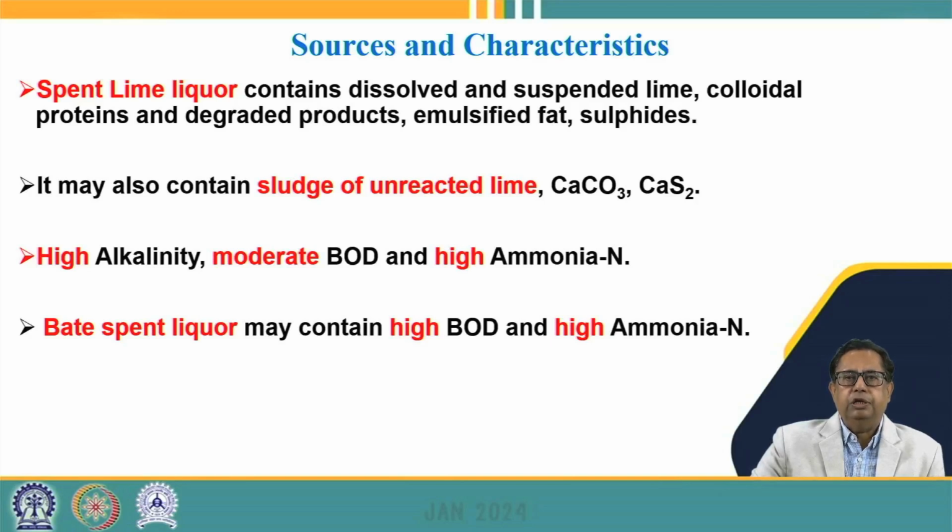And so it may also contain a number of unreacted lime. The sludge that will be generated from such liquor may contain unreacted lime, calcium carbonate, and calcium sulfide. This liquor may have a very high alkalinity because of the lime which is there. It may have moderate BOD, and it may also have high ammoniacal nitrogen because of the presence of the proteins and their degraded products. Now we talk about the bate spent liquor. It may contain high BOD as well as high ammoniacal nitrogen.